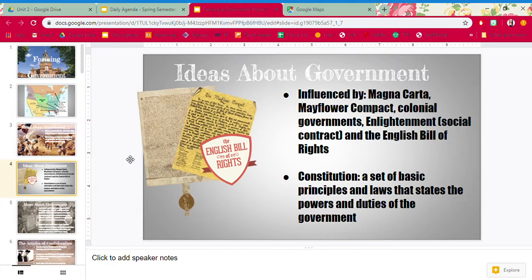So they were influenced by documents like the Magna Carta, the Mayflower Compact, English Bill of Rights, the Enlightenment. All of these ideas are going to come together to help our founding fathers think about what kind of government will work best for America. And then I give you a good definition here for constitution, what they're going to be creating. A constitution is just a document that states the powers of the government and the job of the government. And so this is a really important document because it defines our government and how it's going to work and the powers of it. And these are things that we need to know as citizens to make sure that our government's following along and doing what it's supposed to be doing.